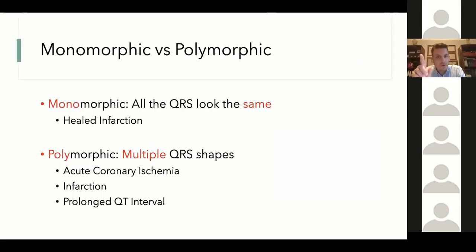Let's talk about monomorphic versus polymorphic, and this is the part where I need you to understand. Monomorphic means all the QRSs look the same, and polymorphic means there is an abundance of QRS shapes. As you can see, monomorphic occurs in the setting of a healed infarction, while polymorphic will occur during active infarction, acute coronary ischemia, or prolonged QT interval due to hypokalemia, hyperkalemia, hypomagnesemia, and medications. They will all cause prolonged QT interval, also known as long QT syndrome, okay?